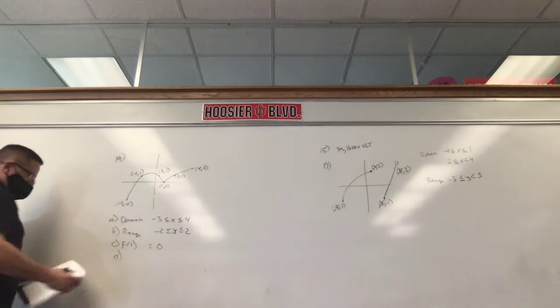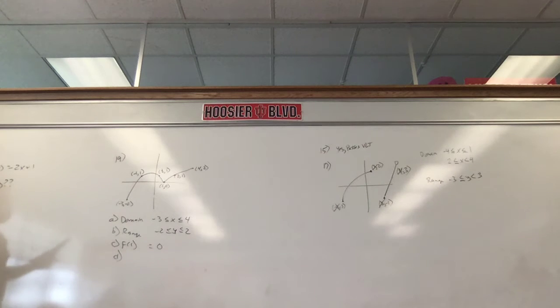Now for part D, it says, give me the x such that f of x is 1. So in this case, I want to know what x values. Remember when we see f of x, we can change that to a y. We can just scratch it out, make it a y. Give me all the x values such that y is 1. So now I'm telling you what y is. I'm asking for x, or working backwards. So where is y 1?